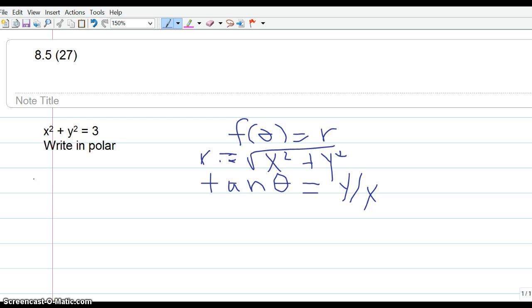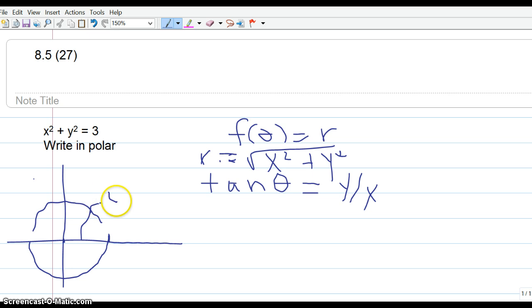So before we start this with the formulas, let's try and look at it from a more conceptual standpoint. We know that x squared plus y squared equals 3 in Cartesian coordinates is simply a circle with the center at the origin, whose radius should be the square root of 3. That comes from information we already know from algebra.